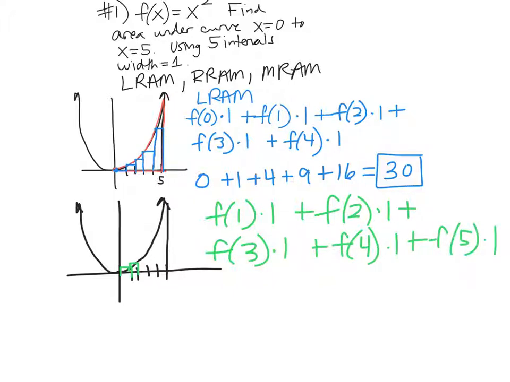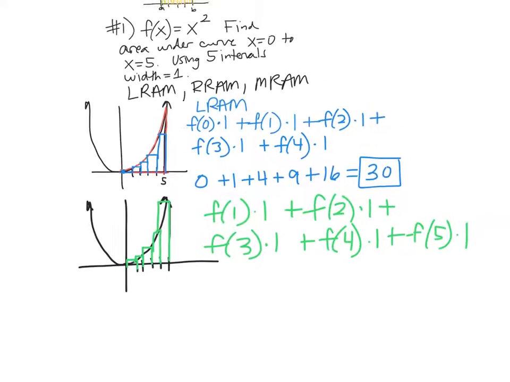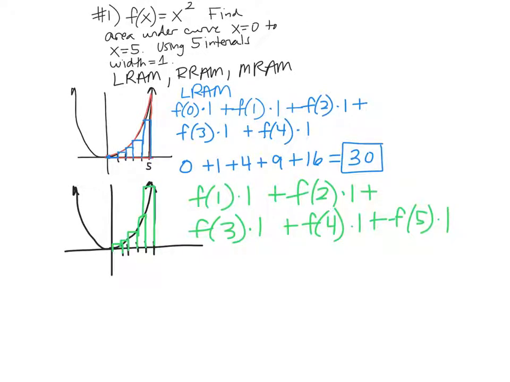So this first one, LRAM, included F of 0 times 1, but the last one included F of 5 times 1. So if you notice, it's going to be bigger, right? It's going to be an overestimate. All those rectangles added up, it's a lot more. How much is it? 55. That's too high.